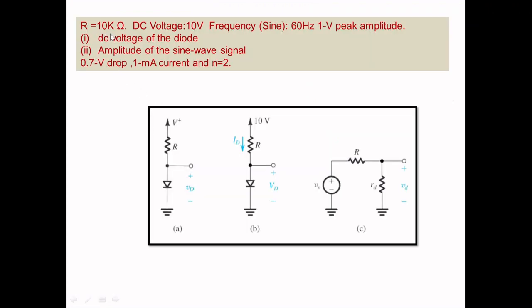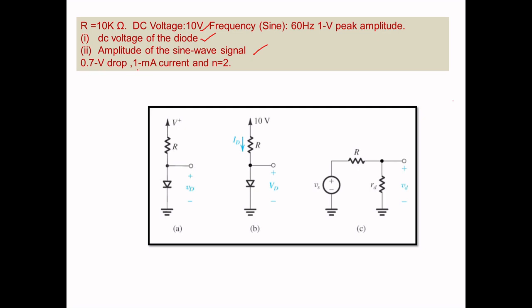Here are the given values: R equal to 10 kilo ohm, supply voltage 10, and the sinusoidal signal superimposed on the circuit is 60 hertz, 1 volt peak to peak. You want to calculate the DC voltage of the diode and the amplitude of the sine wave signal. By default, the cut-in voltage for the diode is given as 0.7 volt.